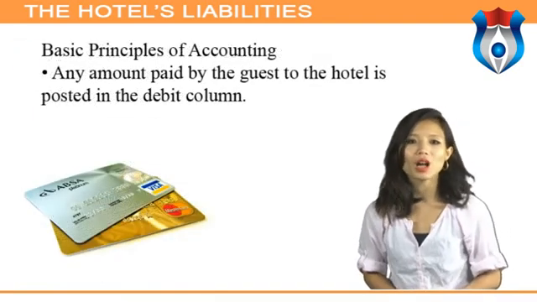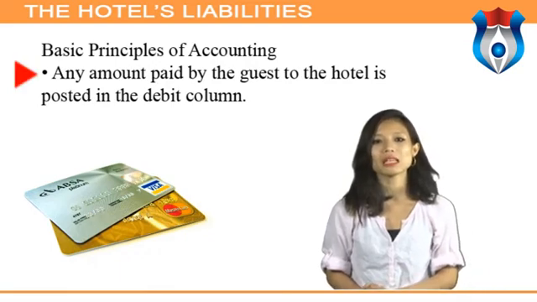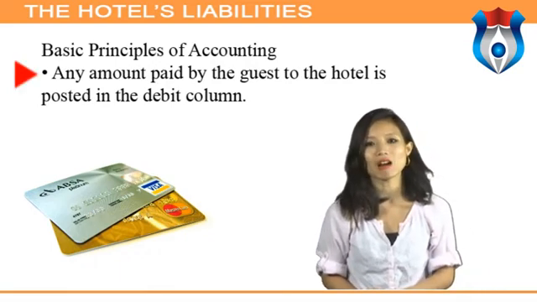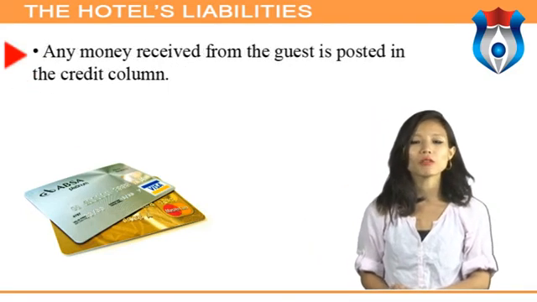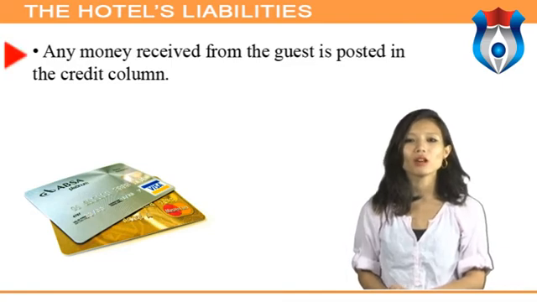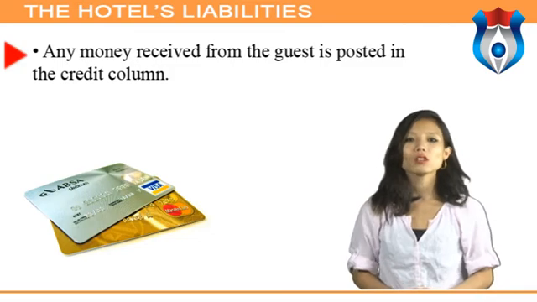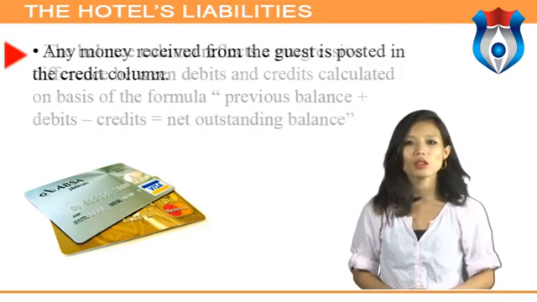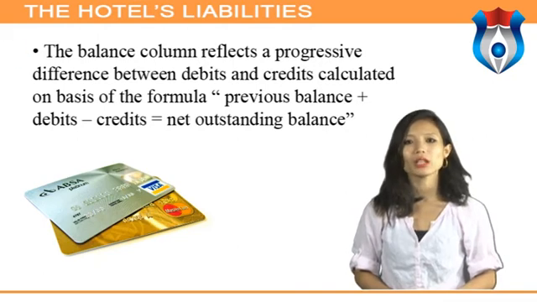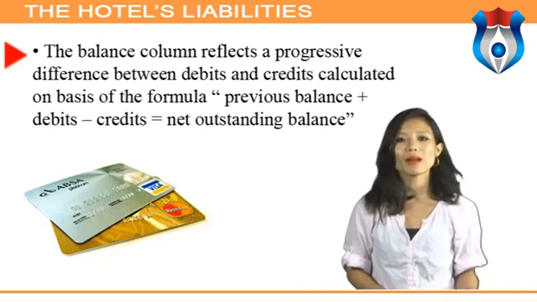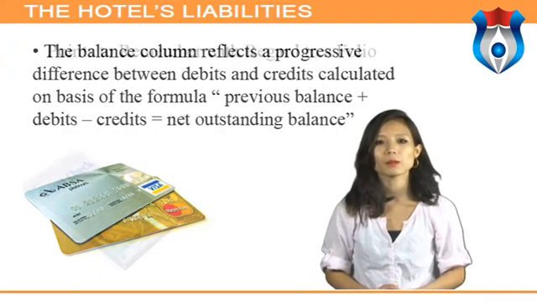Basic principles of accounting. Any amount owed by the guest to the hotel is posted in the debit column. A debit (DR), therefore, is money owed by the guest to the hotel. Any money received from the guest is posted in the credit column. A credit, therefore, is any money paid by the guest towards settling his or her bill, including advance deposit. The balance column reflects a progressive difference between debits and credits, calculated on the basis of the formula: previous balance plus debits minus credits is equal to net outstanding balance.